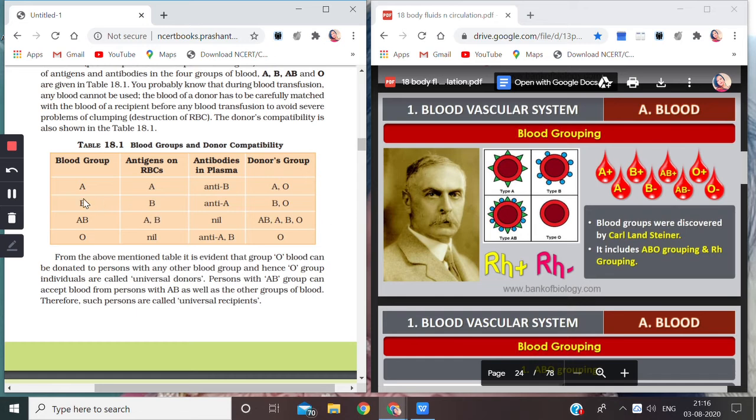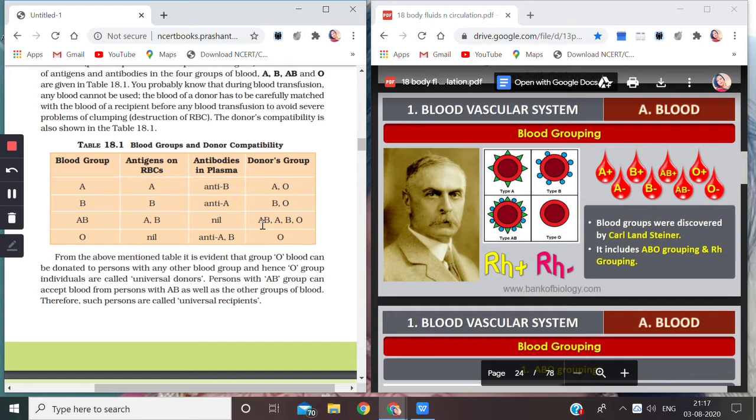Similarly, with blood group B, the antigens present are B, but the antibodies present in the plasma are anti-A. So who can give blood to this person? B or O. And in this case, children, the AB blood group can receive blood from any one of them because they have both the antigens.